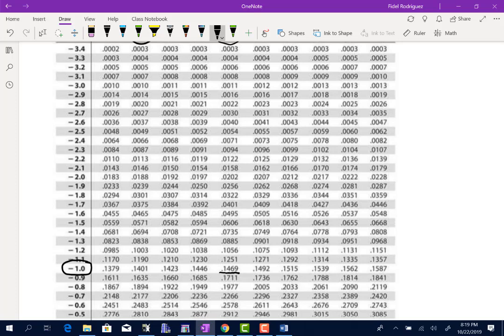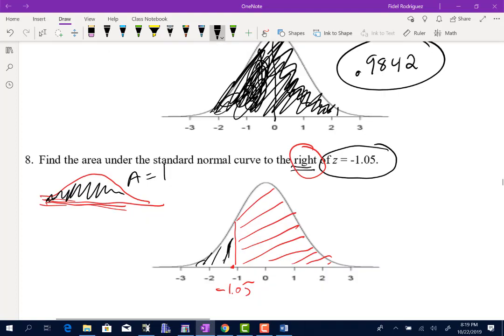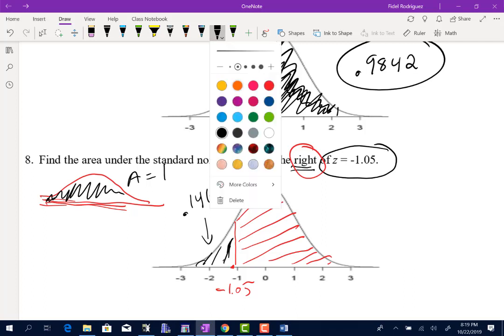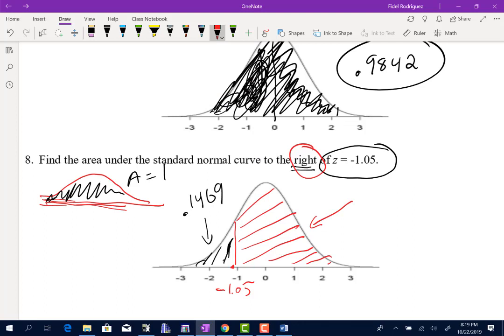So 0.1469, right? Okay, so I know that the area right here is 0.1469. How would I find the area over here? Yeah, we're going to go 1 minus 0.1469. So 0.8531. There you go. You just got to make sure you look at the question.